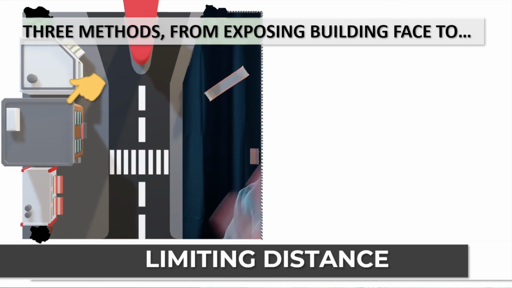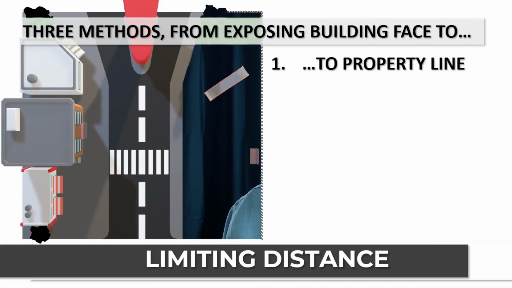Okay, and there are 4 sides, right? 4 sides to that building. So I'm going to try to show you the 3 different ways that you could find the limiting distance. First, to the property line. So you have to identify where the property line is for the building under consideration.